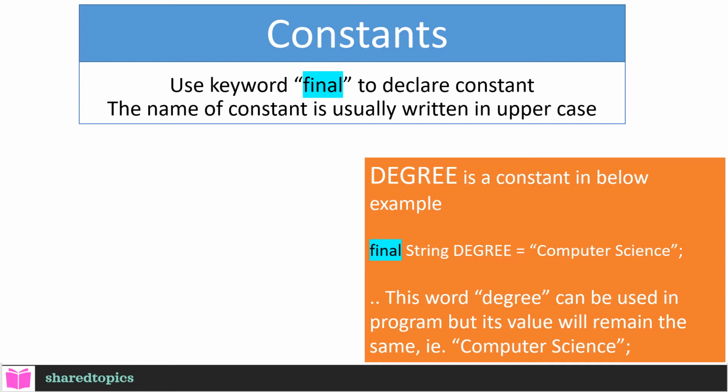And then you can declare it something like this: final String constant name equal to the value, because you want to set the value. Constants will always have value, otherwise it will not complete. This is not optional this time. You have to put the value, whatever the value. The word degree can be used in program, but its value will remain the same. That is computer science in this example. Okay, this is how you declare the constant. It will be just like a variable, but in the beginning it will have the final word, and the value has to be given to it. Okay, and it doesn't change.